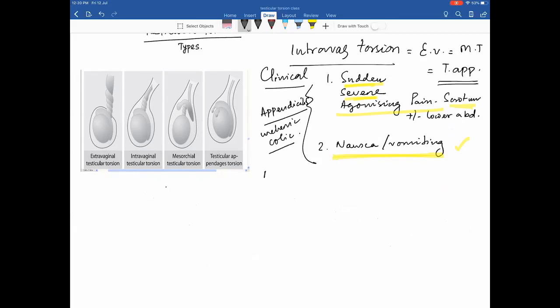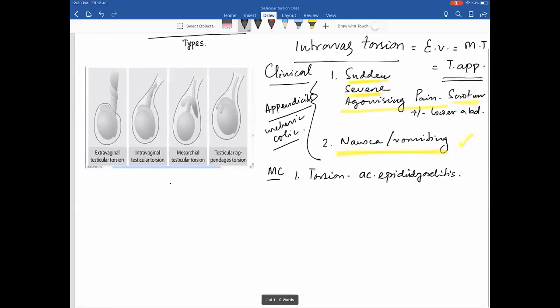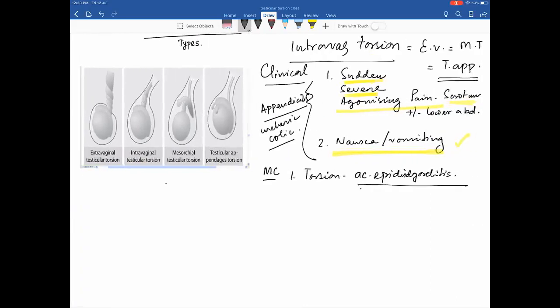The most common thing that is confused with torsion is acute epididymo-orchitis. Before I go to the next one, acute epididymo-orchitis is identified by the presence of dysuria, fever, a duration that is usually greater than 12 hours, and Prehn's sign being negative. This is the most important differential diagnosis, something that you should note.